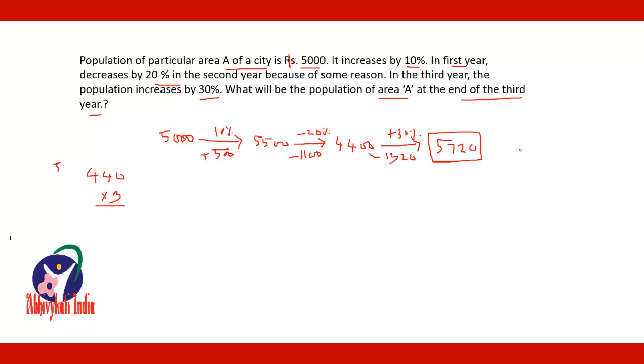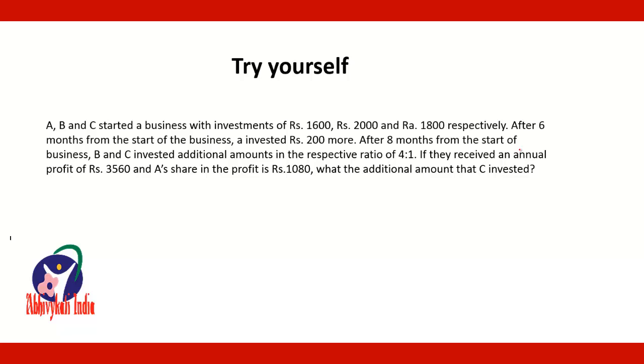Now friends, it's your time. Try yourself. A, B and C started a business with investments of rupees 1600, rupees 2000 and rupees 1800 respectively. After 6 months from the start of the business, A invested rupees 200 more. After 8 months from the start of the business, B and C invested additional amounts in the respective ratio of 4:1.